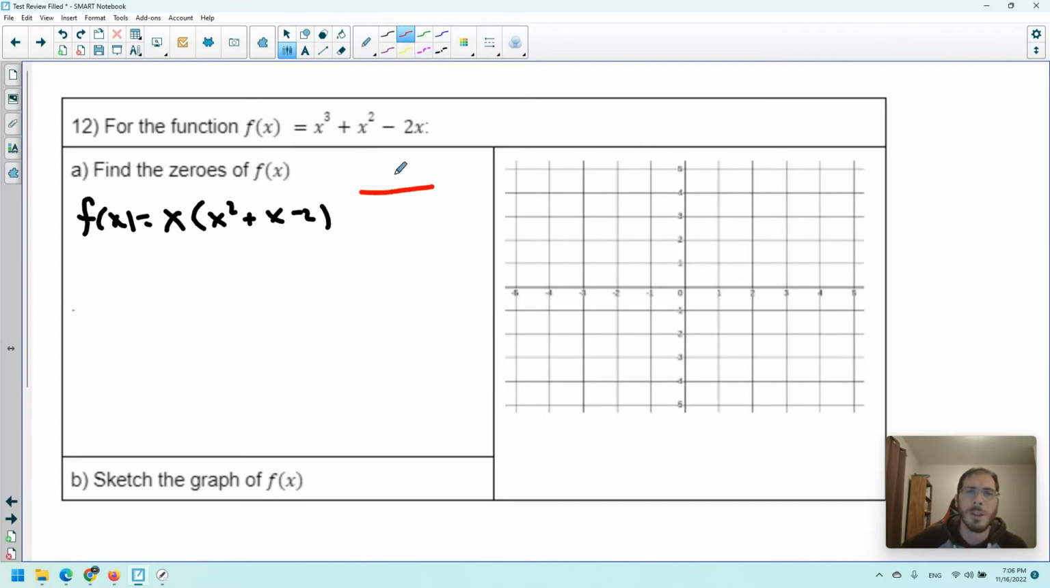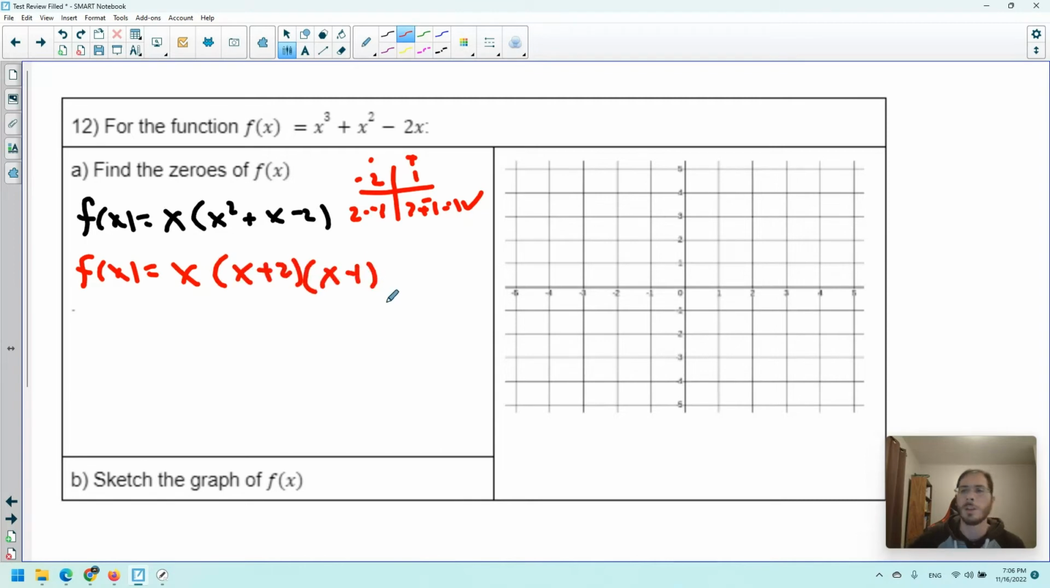So if I really want, I can find things that multiply to negative 2 and add to 1, which is going to be 2 times negative 1. 2 plus negative 1 is 1. So it turns out f of x is really x times x plus 2 times x minus 1. We could break it apart. We could factor it. And that gives us all the zeros.